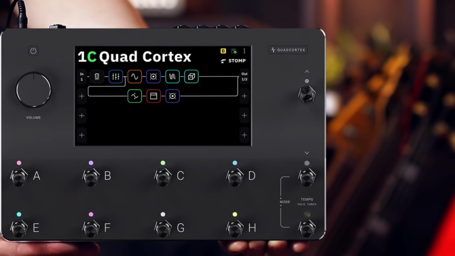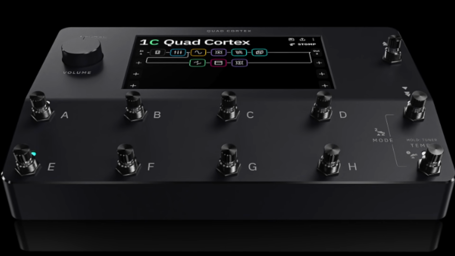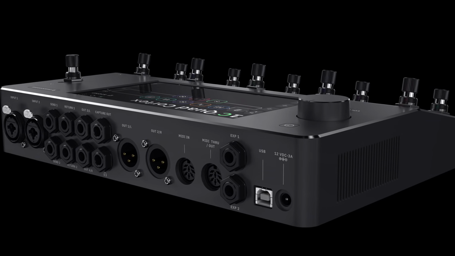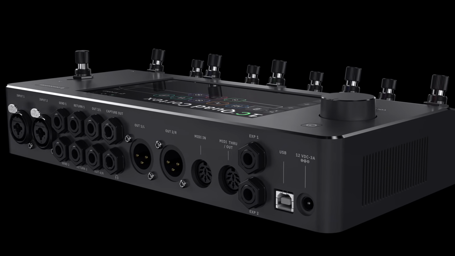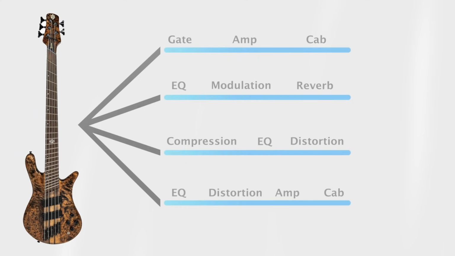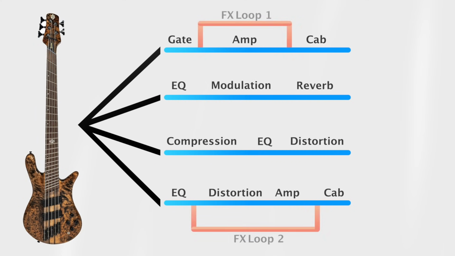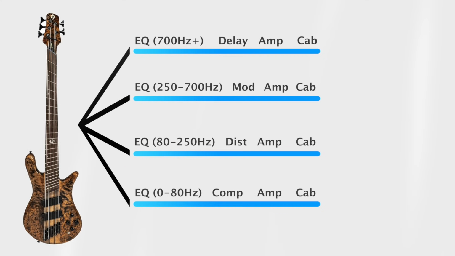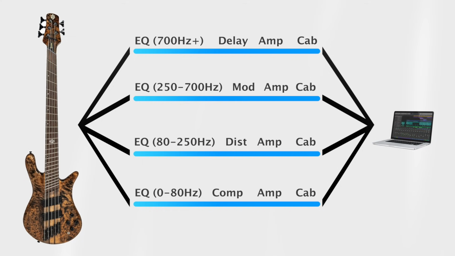Its cutting-edge quad-core shark architecture packs 2 GHz of dedicated DSP processing power, making it the most powerful floor modeler on the planet. You can rack up complex signal chains, like splitting your bass into 4 paths and having 2 effects loops running on any of them, and sending each path's output to a different source for a monster rig, or you can divide your signal into multiple frequency bands with differing effects and amp and cab sims on each of them, and then send it all to a single output.